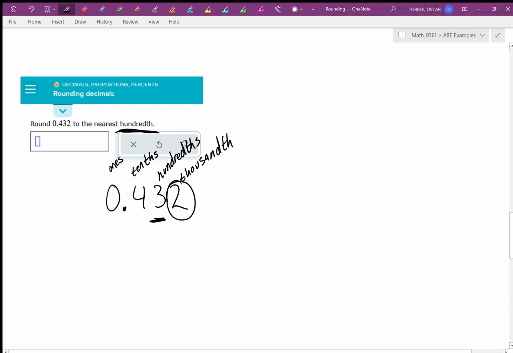So hopefully that's not too confusing. But basically the 2 is less than 5, so we're not moving up. We're going to keep that 3 alone. And that 2 is going to become a 0. Everything to the left of this is going to stay the same, so we're still going to have 0.4. But now we're going to have a 430 to the right of the decimal. And this will be the rounded version of the original number.